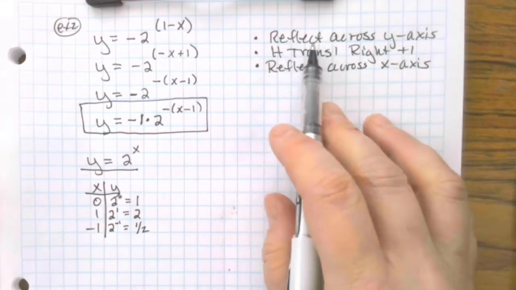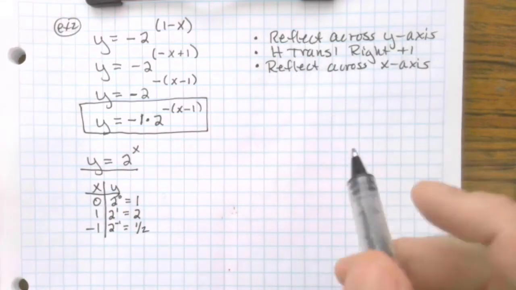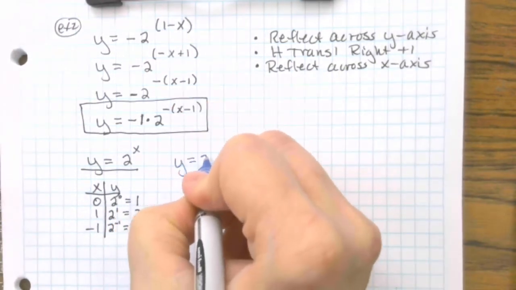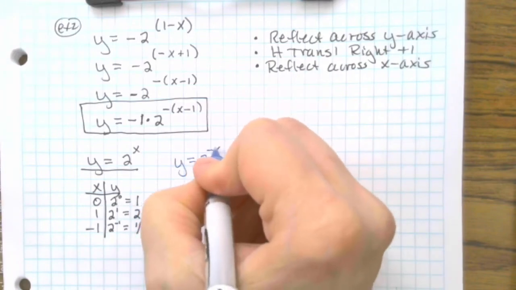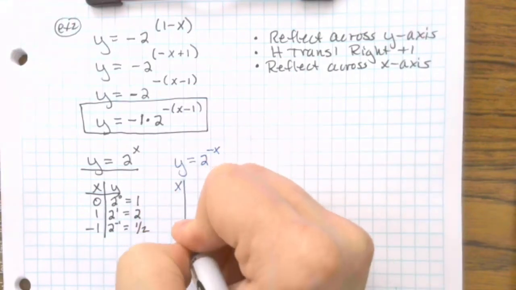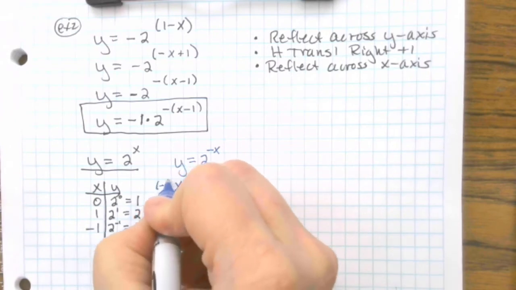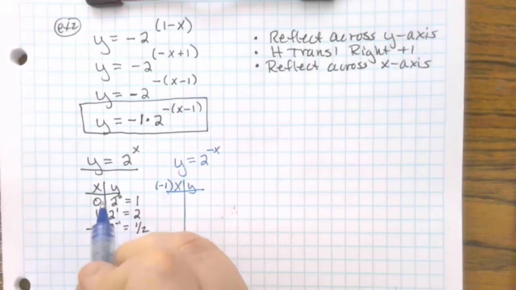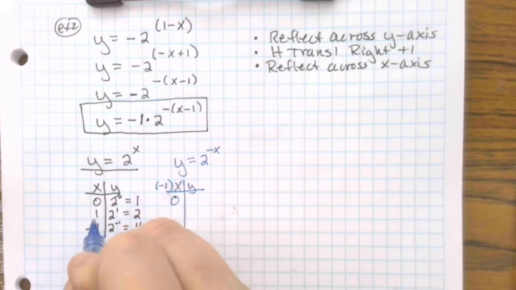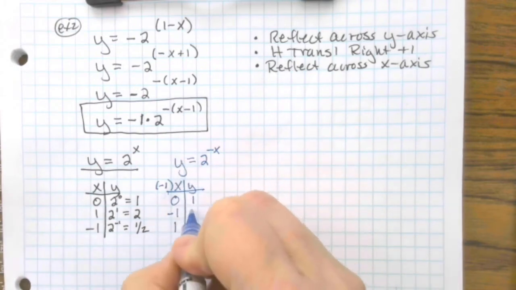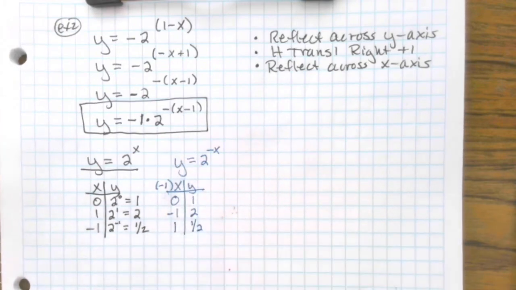Okay, so first thing is we reflect across the y-axis. So that would be y equals 2 to the negative x. In terms of points, our x is being multiplied by a negative 1. So 0 times negative 1 is 0, 1 times negative 1 is negative 1, negative 1 times negative 1 is positive 1, and the y's are unchanged. Okay, so that was our first one.